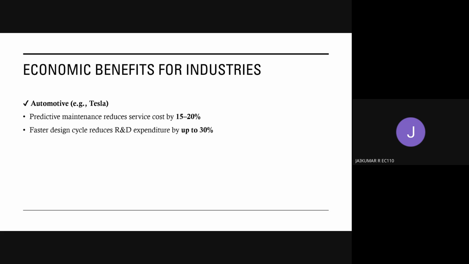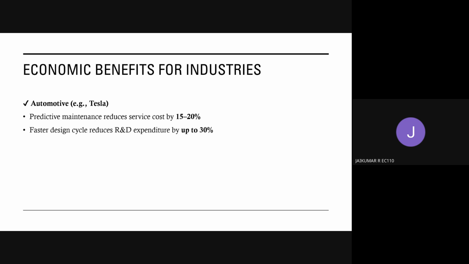And the next one is the automotive. The automotive industry is one of the main industries where we can effectively utilize digital twin technologies. For predictive maintenance in the automobile industry, by using the digital technology, the predictive maintenance reduces service cost by 15 to 20 percent. And you can have a faster R&D. You can do R&D in a very fast manner.